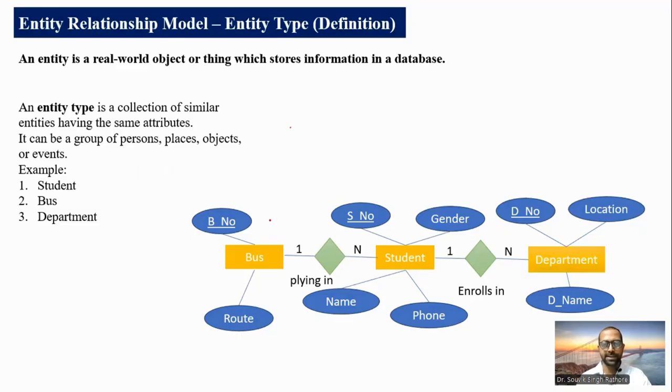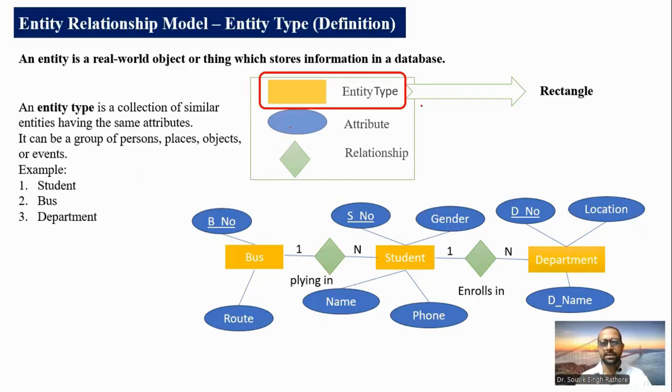Now look at the figure here. The entity type is represented with the help of a rectangle. So whenever you see a rectangle, you immediately think that it is an entity type. Here you see student is an entity type, bus is an entity type, and department is an entity type.